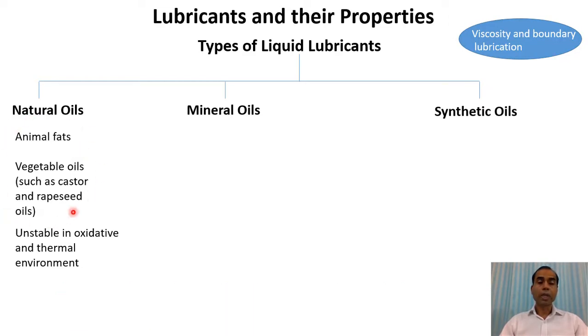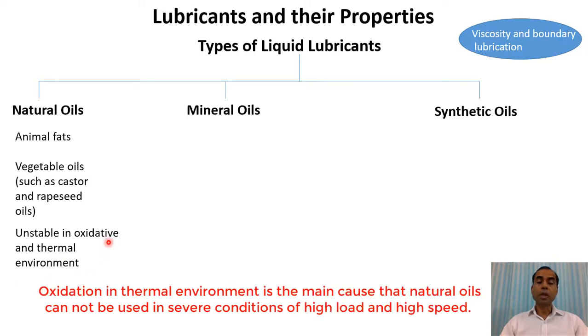These types of lubricants or oils are quite good for specific purposes. However, they have some problems, like they are unstable in an oxidative environment. That means they will oxidize quite easily, especially in a thermal environment. If the temperature is high, then they tend to oxidize, and because of oxidation, their properties will degrade. Therefore, these oils or fats cannot be used for most machines because machines tend to run at high load and high speed, which means that the temperature will increase.